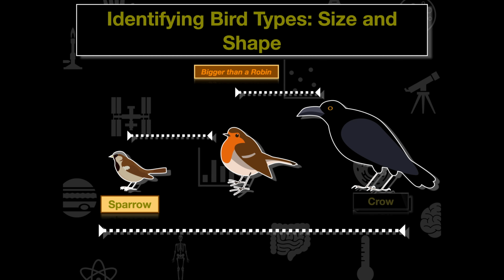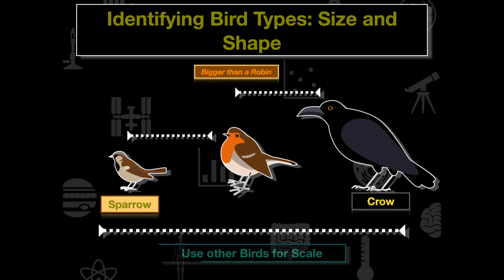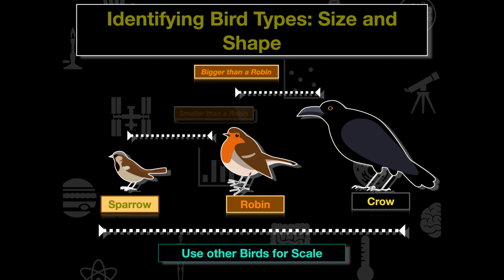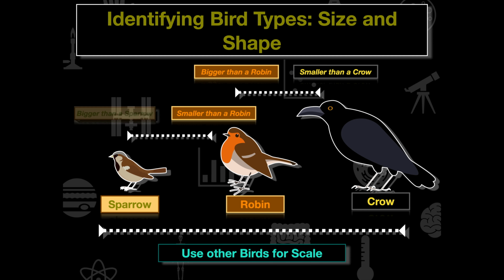So if we look at this scale here, what we can see is we have a sparrow, a robin, and a crow. And I can use this scale to identify other birds. So by using this scale here, I can say it's smaller than a robin or bigger than a sparrow.